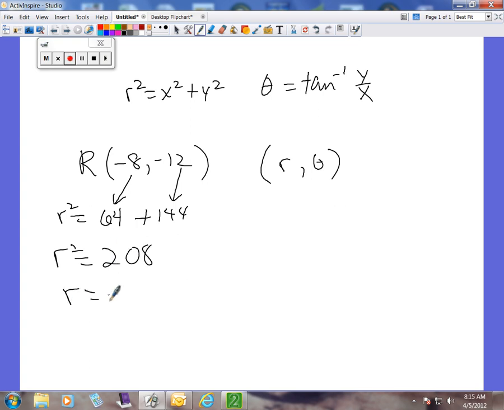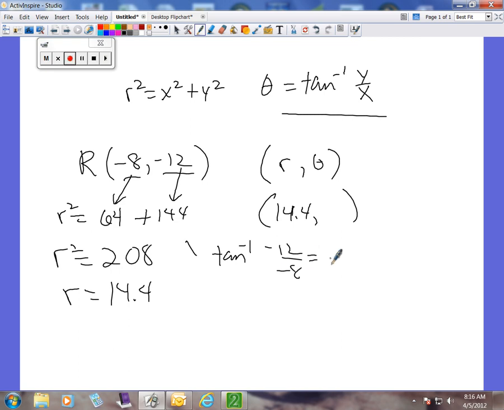So take the square root of that and we get, I'll take it to hundredths or tenths since it's not a big deal. How many got 14.4? Good. So that's our r. Now if we want theta, we have to do the tangent inverse. So we'll do tangent inverse of y over x. That's really -12 over -8, which is really the same as 3 halves.